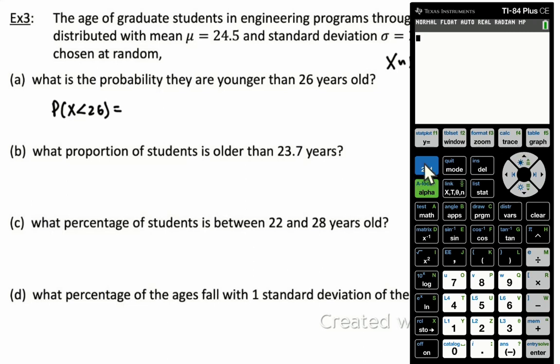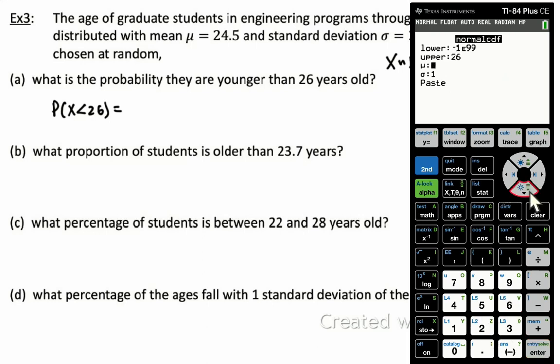We are going to go to second vars to get to our distribution window. Oh, let's try that again. I don't think I pressed the right keys. Second vars. We're going to select normal CDF. And for our lower bound, we're going to press some really large negative number. So mine by default already has negative 1 times 10 to the power of 99. That's great. We're leaving it there. Our upper bound is 26.